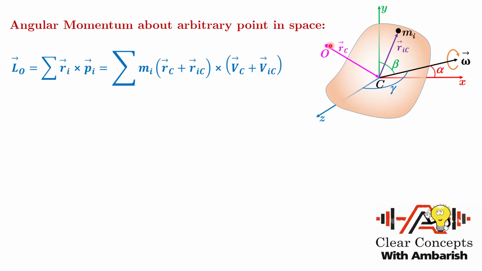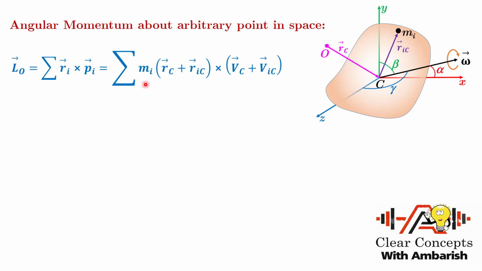Now, Ri vector is nothing but the vector sum of Rc plus Ric. Just look at my laser pointer. Ri vector is from O to this Mi, and this is nothing but Rc plus Ric. Rc is the vector of the center of mass with respect to O, and Ric is the position of the ith mass with respect to the center of mass. So by vector sum, this is Ri. And similarly, for the velocity of the ith particle, it is nothing but the velocity of the center of mass plus the velocity of this point as seen from the center of mass.